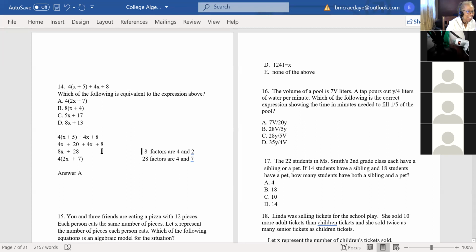Because part of your answer, remember, was 24. You forgot to multiply everything in the parentheses by the 4. You forgot to do your multiplying here. The 4 times the 5 is 20, and you ended up with the 13. You got the 8x, but the 13 is not correct, because when you put in the 4 times 5 is 20 and add the 8 and the 28.